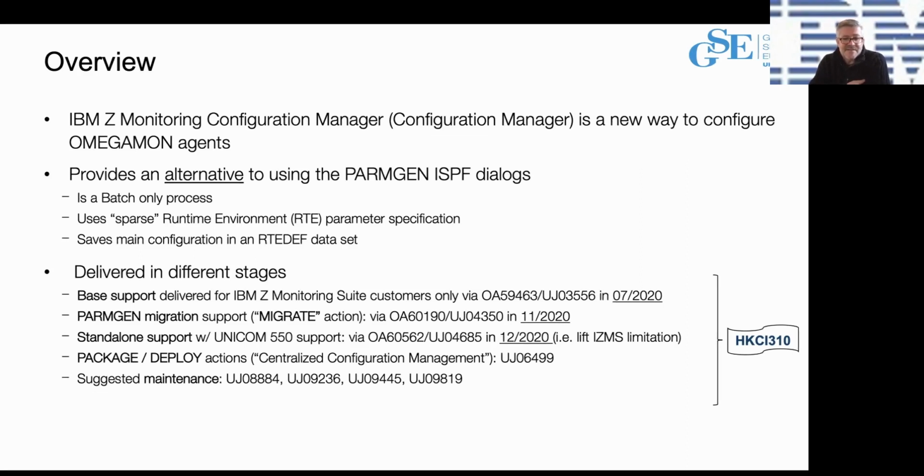So it's been delivered in different stages. The base support was for IBM Z Monitoring Suite customers only, and that came out in July 2020. And then there was the PalmGen migration support. You can see the APARs that came out with that. That was in November 2020. And then standalone with Unicom version 550 support came out in December 2020. So that was for the 550 products. And it was just shortly after that that I did my first install of all the 550 products with Configuration Manager.